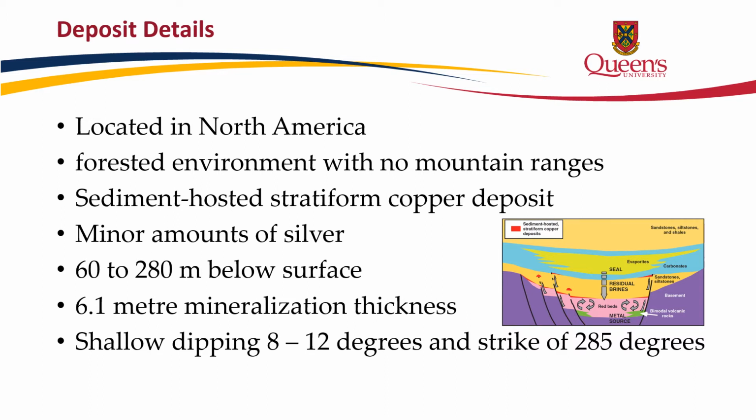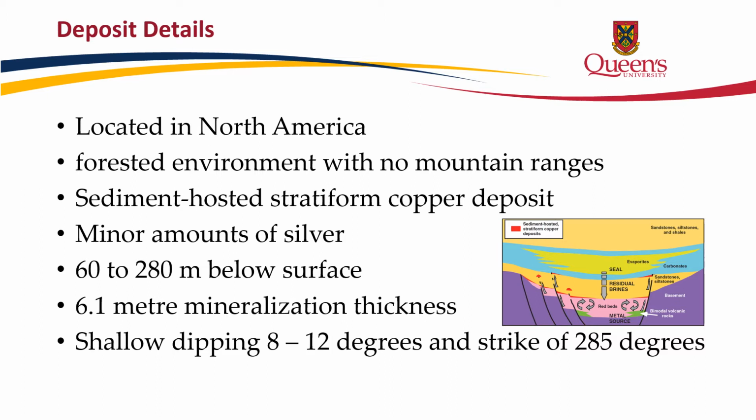Similarly, minor amounts of silver in the deposit have been found, but are assumed economically unjustifiable. The copper deposit ranges between depths below surface of 60 to 280 meters. Ore found in the mineralization zone is surrounded by sequences of laminated sandstone, siltstone, and shales. The thickness of the mineralization is between 0 meters to 6.1 meters.